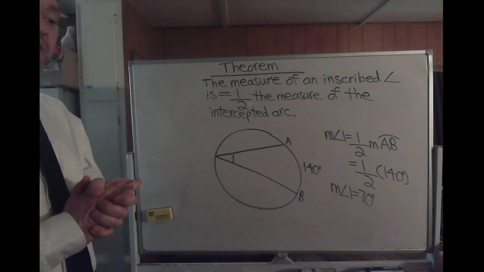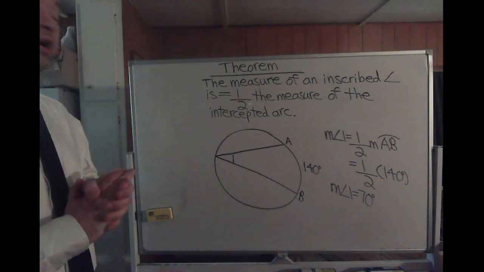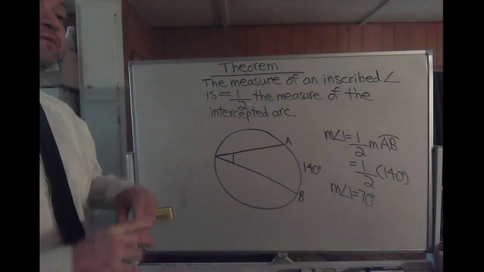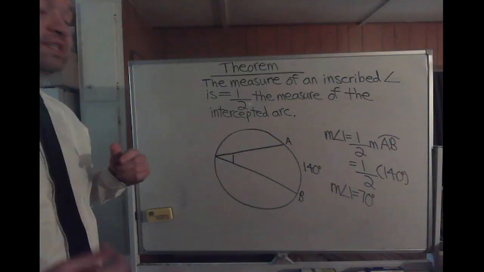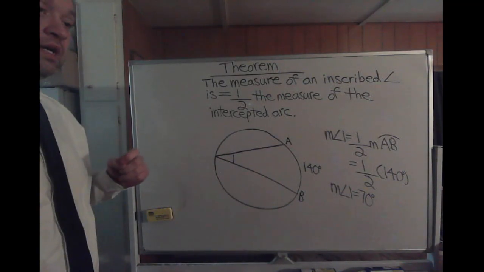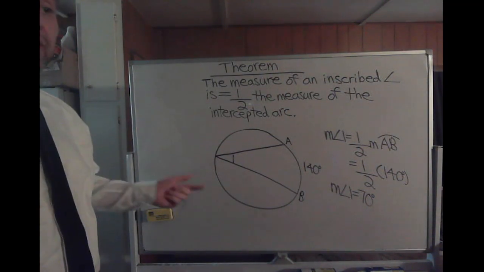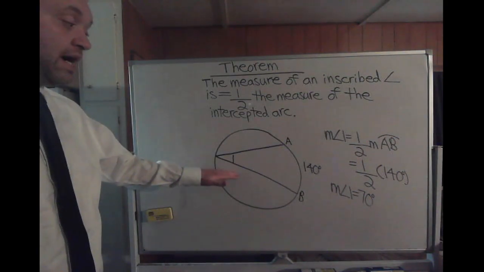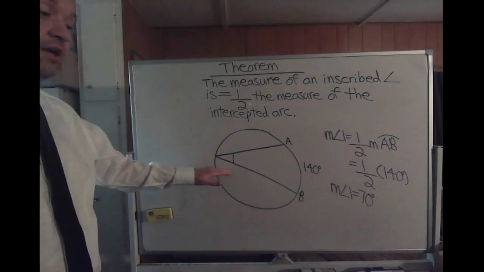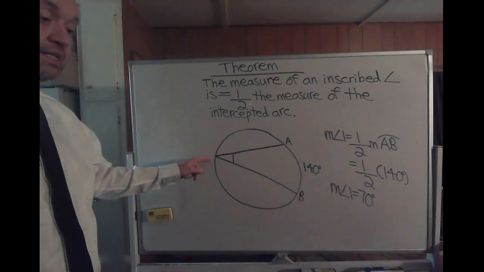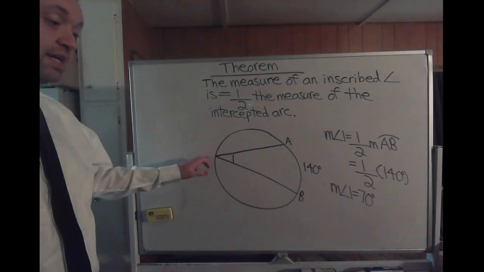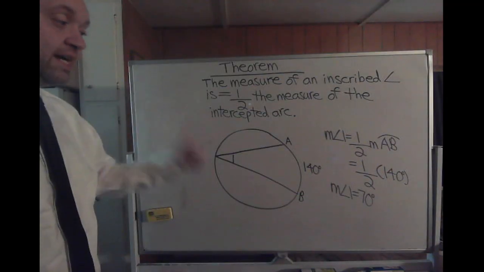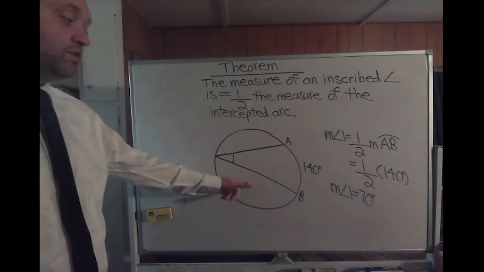So far we've talked about central angles, where, if we remember the definition, the vertex of that angle is at the center of the circle, and the sides of the angle are radii of the circle. Well, here we have a circle with an inscribed angle. An inscribed angle in a circle has the vertex on the circle itself, and the sides of the angle are chords in the circle.